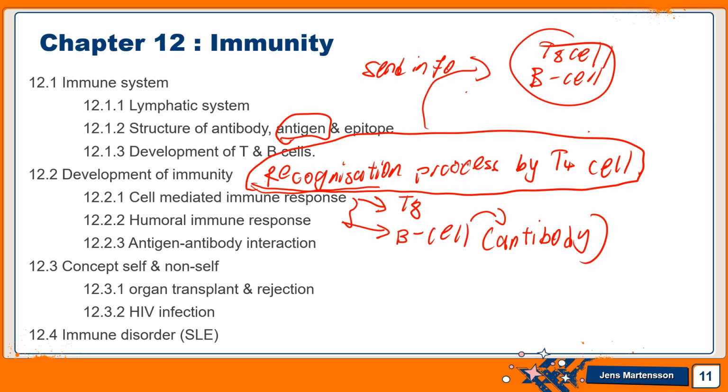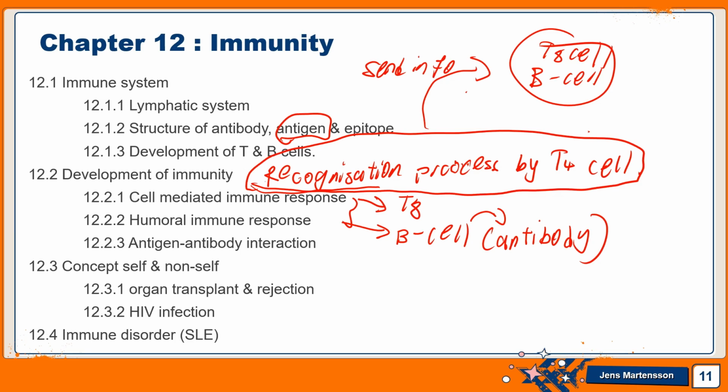And for this one, the Th cell, when it gets information from the T4 cell, it will directly digest the pathogen. It will not produce antibody, but it will directly digest the pathogen. So this is the overall process for our body immune response.